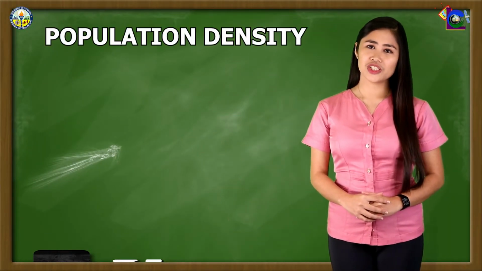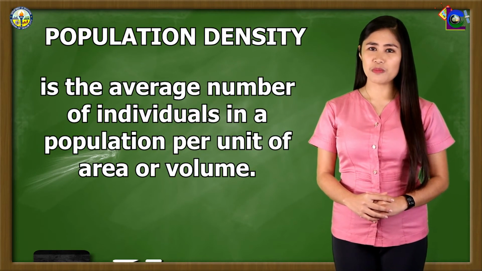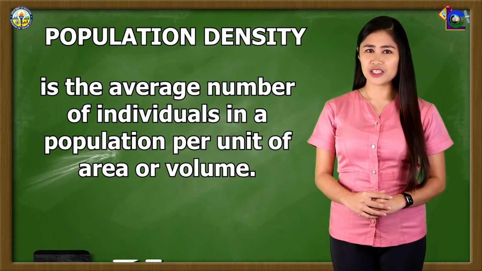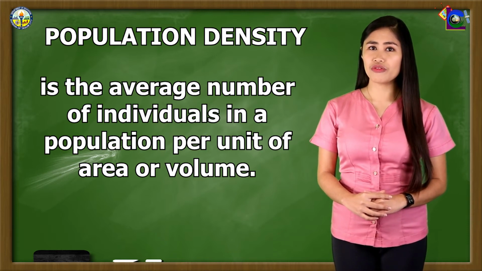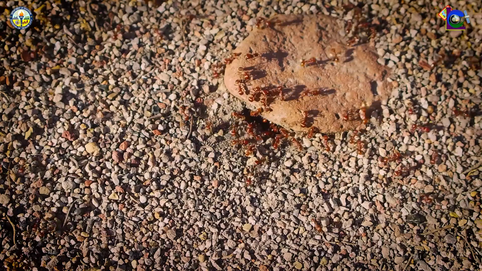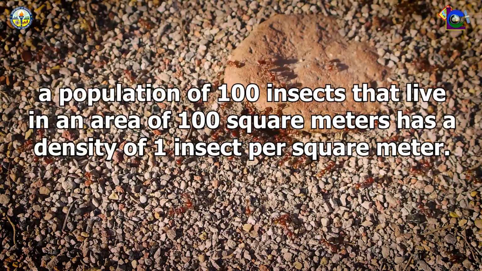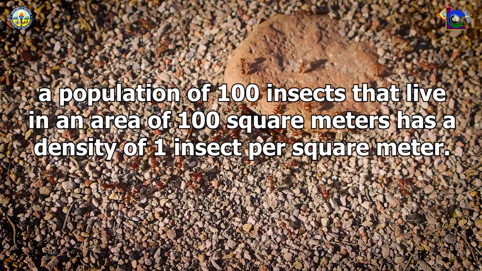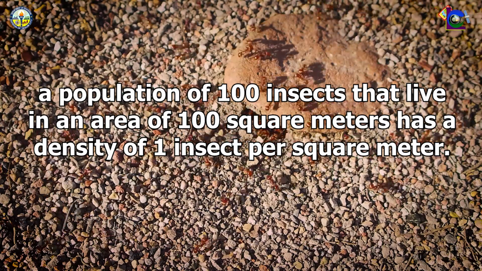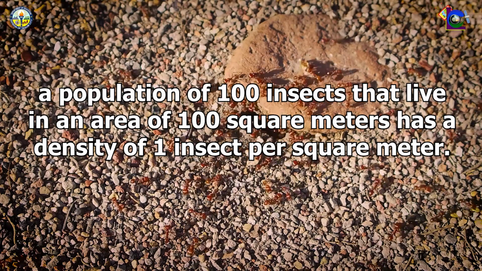Meanwhile, population density is the average number of individuals in a population per unit area or volume. For example, a population of 100 insects that live in an area of 100 square meters has a density of 1 insect per square meter.